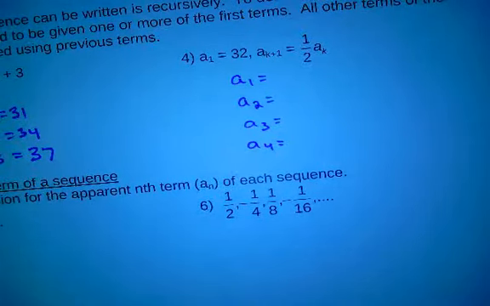Alright, are we ready? Here we go. The toughest one. Asher, you got this. What's A1? What's A1?